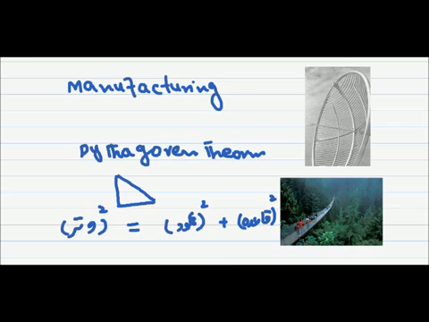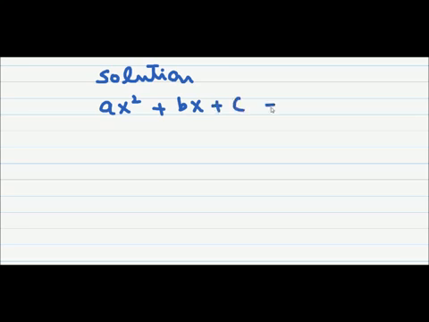Now let's move towards the solution of the quadratic equation, meaning that we have to find that value of the variable which satisfies the given quadratic equation. The general form of quadratic equation is ax square plus bx plus c is equal to 0. We have to find that value of x which, when substituted in the above equation, gives 0 as a result.